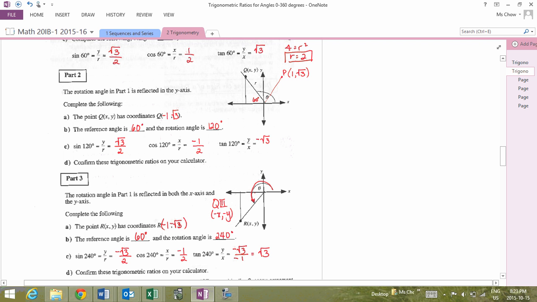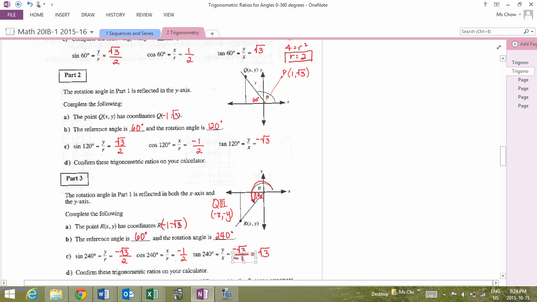Your reference angle, remember, is just right here, theta r, and that's going to be from your terminal arm to the x-axis. So it's sine of 240 degrees, opposite over hypotenuse, or y over r, -√3 over 2, and cosine of 240 degrees, x over r, or adjacent over hypotenuse, -1 over 2, tangent of 240 degrees, y over x, or -√3 over -1, therefore positive √3.